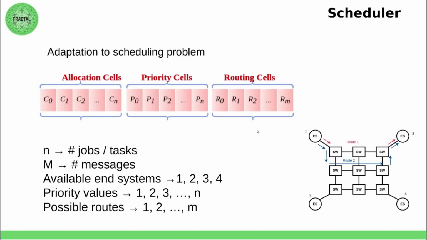And finally, we have the routing section that chooses a route from the list of possible paths for a message to go from one end system to another. Each generation, the GA will reconstruct the schedule for each chromosome to determine the fitness function based on the makespan, which is the time it takes until all jobs are processed.